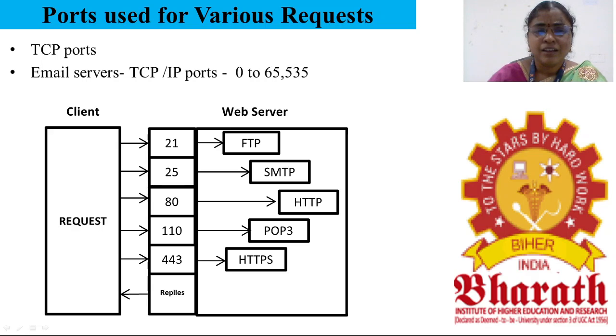Then 25, port number 25 is allocated for the SMTP, Simple Mail Transfer protocol, and the port number 80 is allotted for the HTTP defaultly hypertext transfer protocol, which is a request response protocol, which is going to handle all the different type of user requests and provide the hypermedia documents for communication. And then 110 port number is allotted for POP3 post office protocol, which is going to handle the incoming mails.